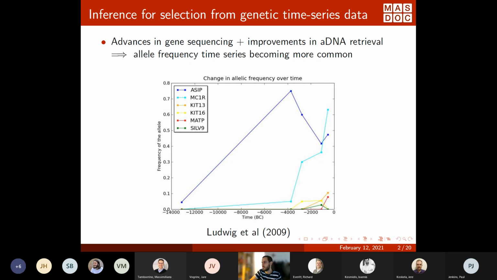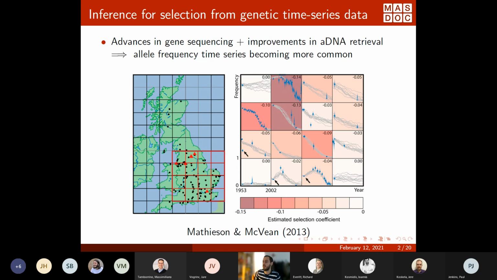If we look at another time series, which is from the Mathies and McVean 2013 paper, and this is dealing with the peppered moth, then the time frame is just 50 years. And in this particular study, the authors were interested in estimating selection whilst accounting for the geographical location of the data points from where they're coming. So in this case, we have the map of the UK on the left-hand side, and each red square grid here corresponds with another grid here on the right-hand side. And you can see that they're split based on the geographical region, and for each one, they've tried to estimate the selection coefficient. So that's one other example.